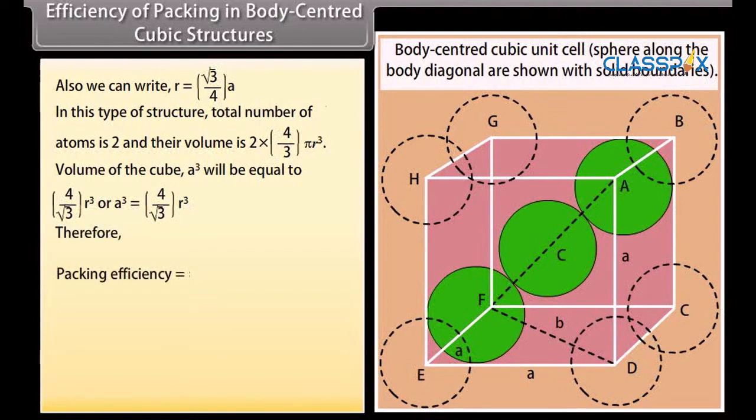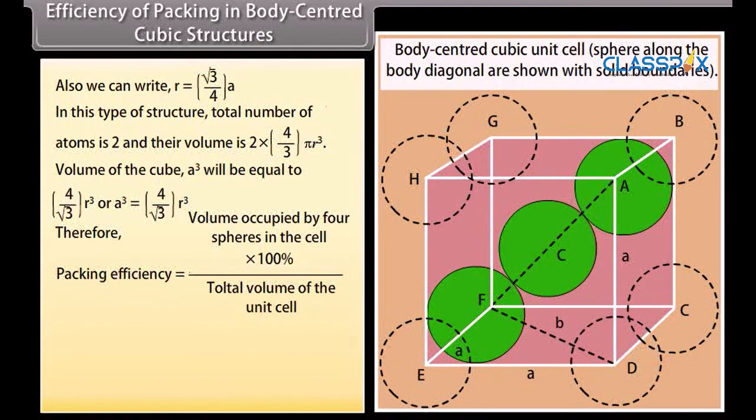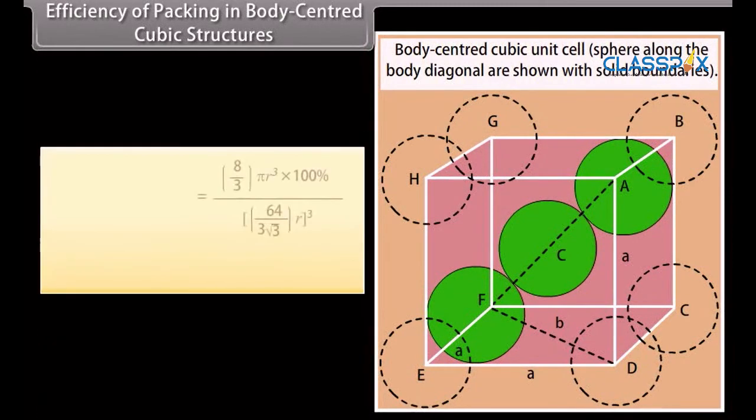Therefore, packing efficiency is equal to volume occupied by two spheres in the cell into 100 upon total volume of the unit cell, which is equal to 2 into 4 upon 3 pi r cube into 100 upon 4 upon square root 3 r cube, which is equal to 8 upon 3 pi r cube into 100 upon 64 upon 3 into square root 3 r cube, which is equal to 68%.